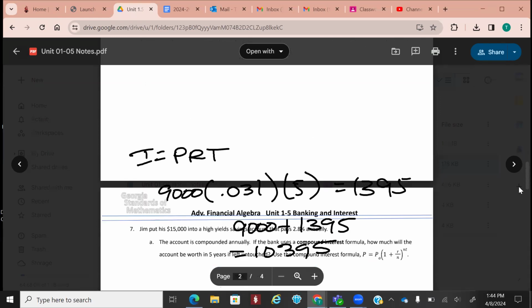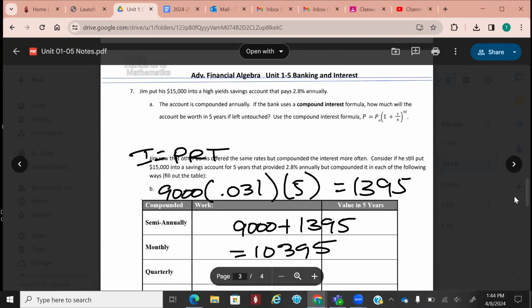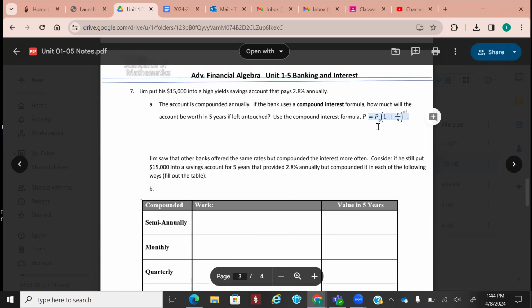Flipping over to the next page. We're starting to talk about something called compound interest. Okay? So compound interest is this little formula right here, where P sub 0 is the initial amount. R is the rate. T is the number of years. And then N is the number of times that it's compounded. So this could be annually, monthly, etc., which we're going to fill in that table in just a second below.